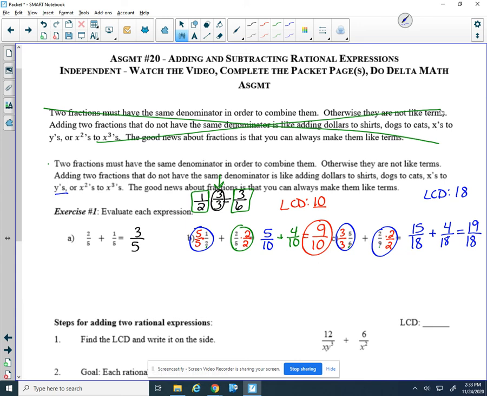Now this is an improper fraction. We could make it the mixed number 1 and 1/18, but there's really no reason to, because you're going to see with the variables we can't even really change things like that. So we're going to now work into rational expressions, but there's that short section to do in Delta Math now.